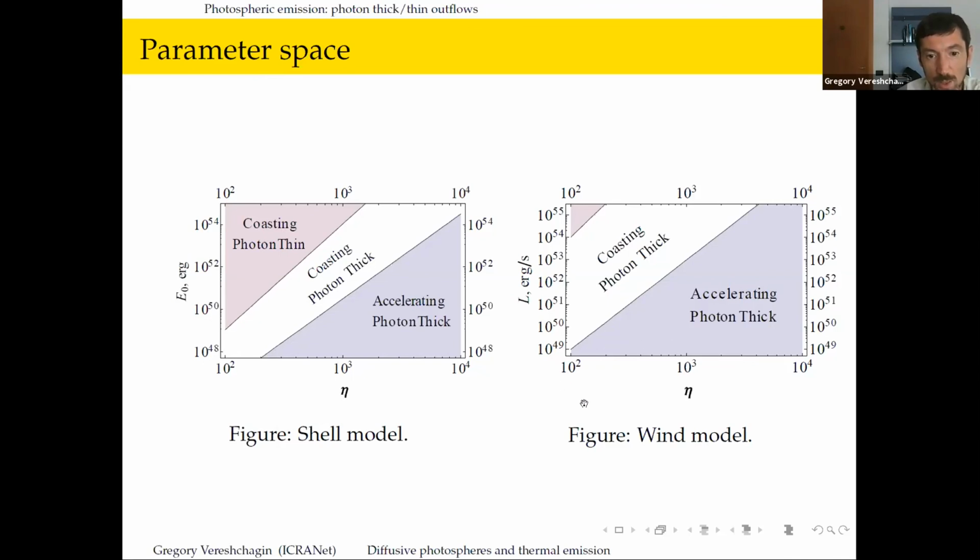If you go to the luminosity, so the parameters would be not the energy, baryonic load and the initial radius, but instead luminosity, baryonic load, and radius, you would see that this photon-thin regime basically disappears for relatively large eta. It will still be relevant for smaller eta, but this is not consistent, of course, with constraints on the Lorentz factor inferred from pair production, for example, from compactness arguments. Therefore, you're not expecting this photon-thin regime to be relevant for the prompt emission.